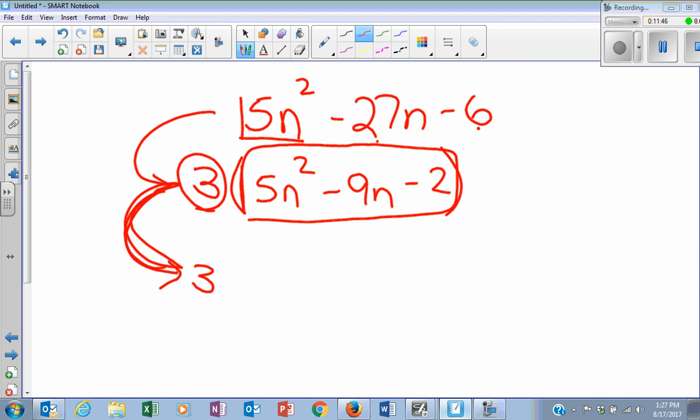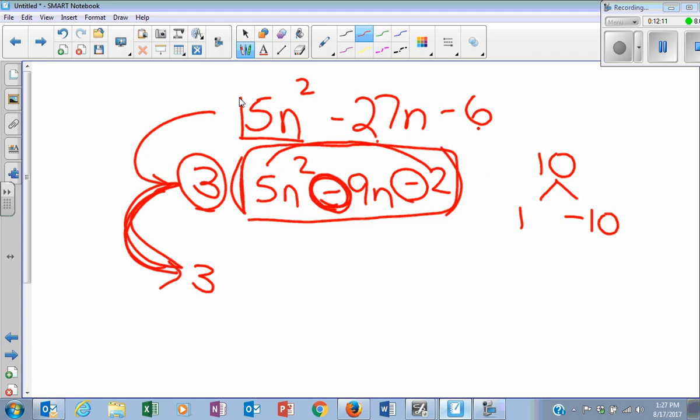Yes? So I still do the same thing. 5 times 2 is 10. That's my magic number. This still says different, and I subtract. This still says my bigger number is negative. 2 numbers that multiply to 10 but subtract to 9 are 1 and 10, and my bigger number is negative, so I get 1, and I get negative 10.